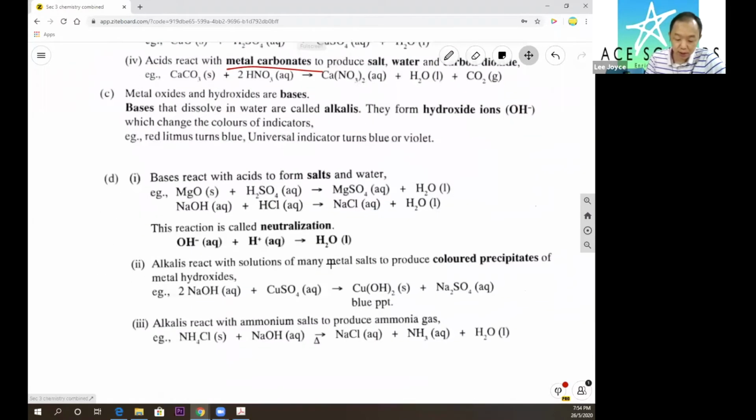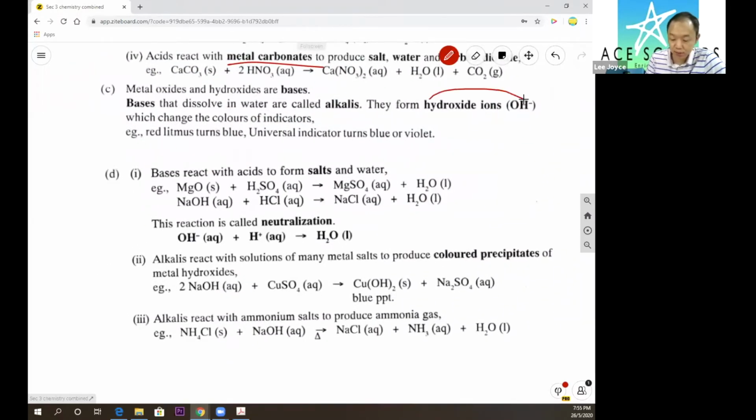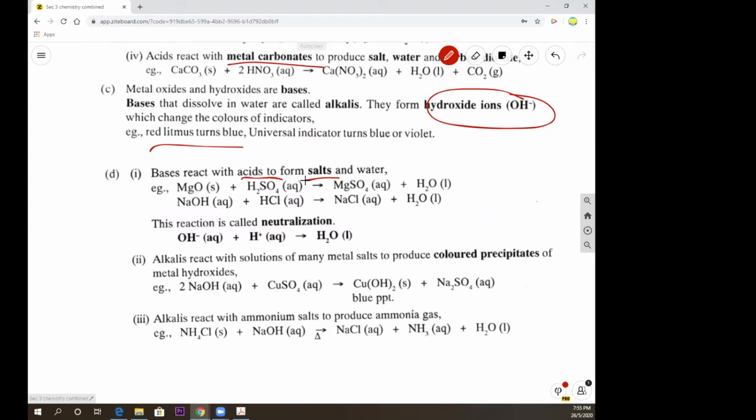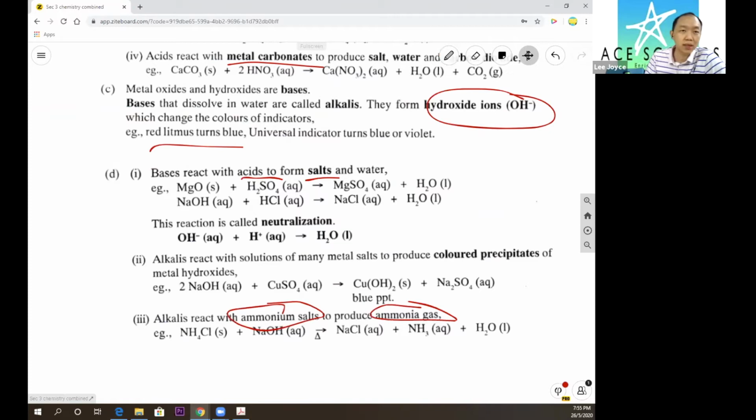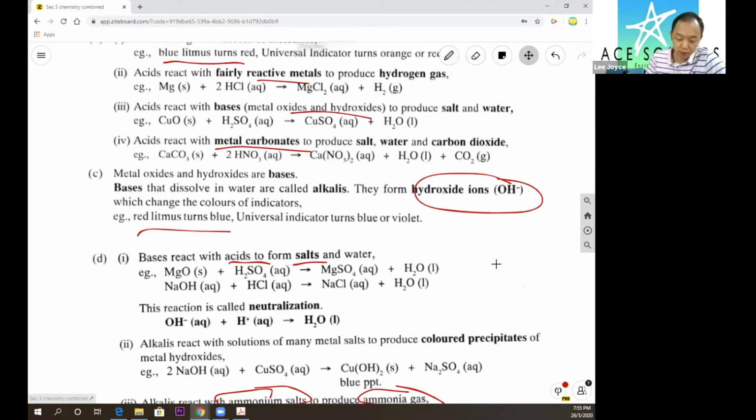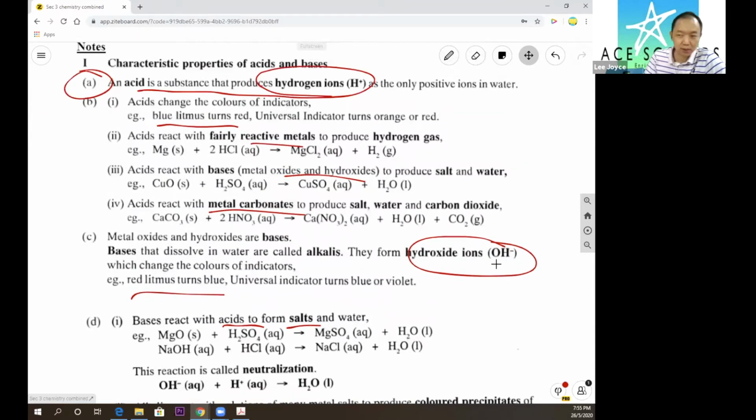And then alkali is anything with a hydroxide ion. It turns red litmus paper blue. It will react with acid to form salt. It's called neutralization. You react with ammonium salt to give ammonia gas. So that's the two reactions of alkali. Wait, can someone tell me what are the three reactions again for acid?